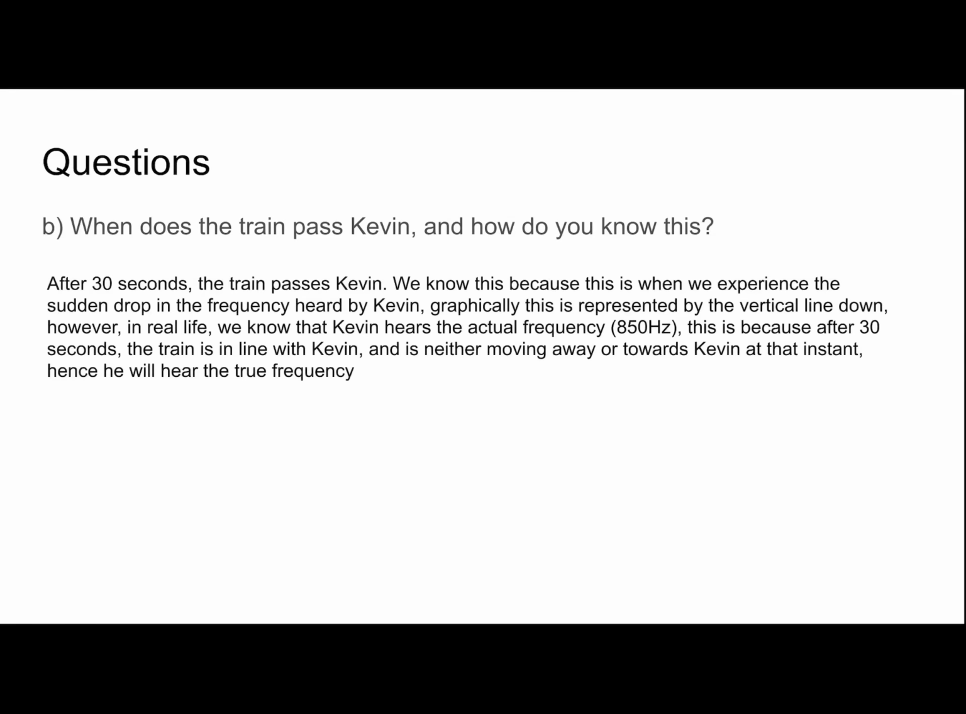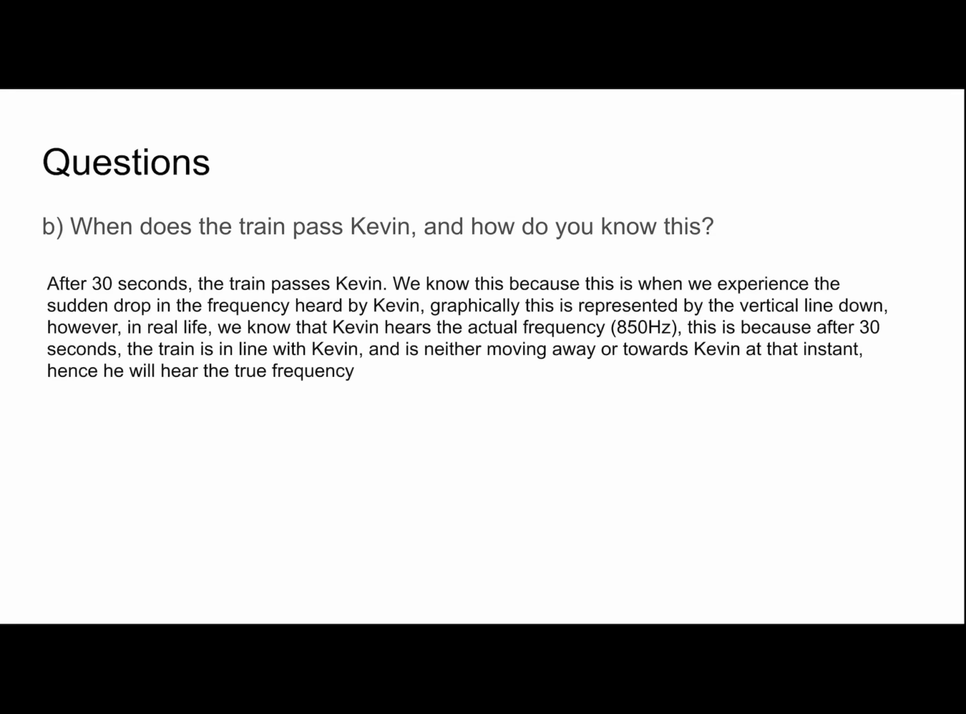So that's what's important about the Doppler effect, because you have to know that Vs isn't the velocity of the train. Technically you can say that the train is still moving. However, there is no velocity relative to Kevin, and therefore the frequency heard will be the same as the actual frequency, which is 850 hertz.